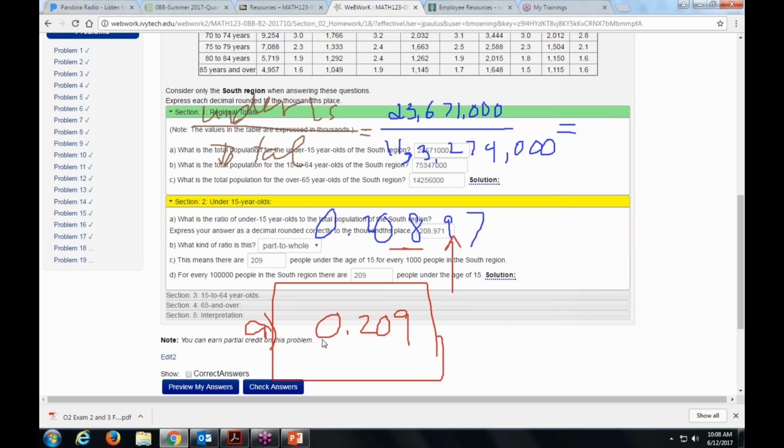It's very possible that WebWork is picky. This is a part-to-whole ratio. That is true. That means there are 209 people to every 1,000. Okay, so C and D, we have a minor issue.